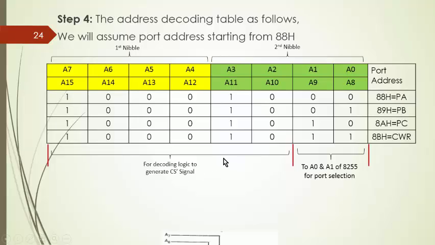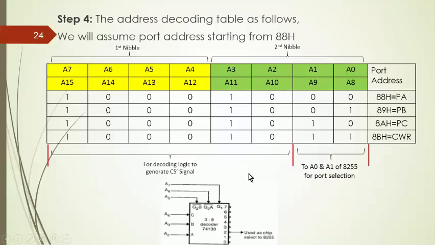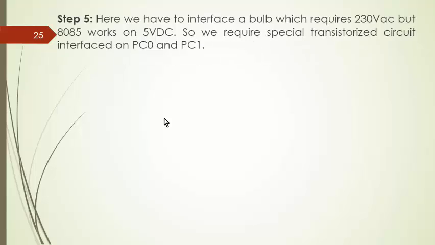A0 and A1 of 8255 for port selection, and remaining lines A2 to A7 or A10 to A15 we will use to generate chip select signal, active low, chip enable or chip select signal. So this is the diagram to generate chip select signal by using 3S2 decoder, where A2, A3, A4 address lines are connected to ABC input, G2 A bar, G2 B bar are connected to A5 and A6, and as the A7 pin is active high, it is directly connected to G1.